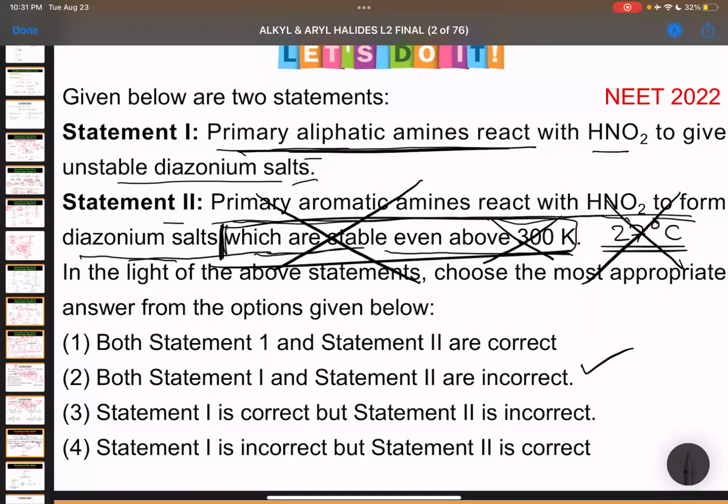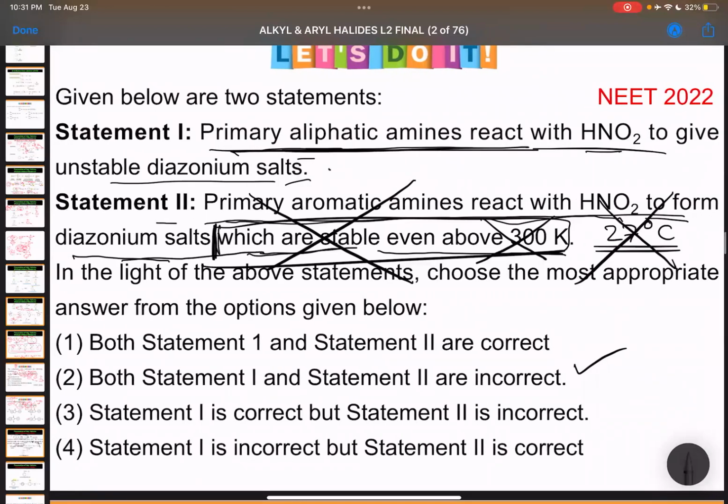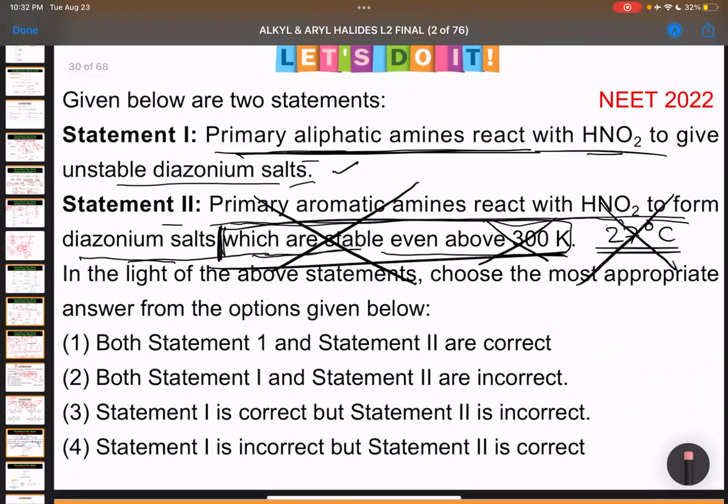Is it clear? This is correct. Primary aliphatic amine reacts with HNO2 to give unstable diazonium salt. Yes, that is true. So you gave answer B. No, that B is not correct. I think I said it was correct. No, just check it. This is correct. And this temperature is incorrect. So the third option is the right answer.